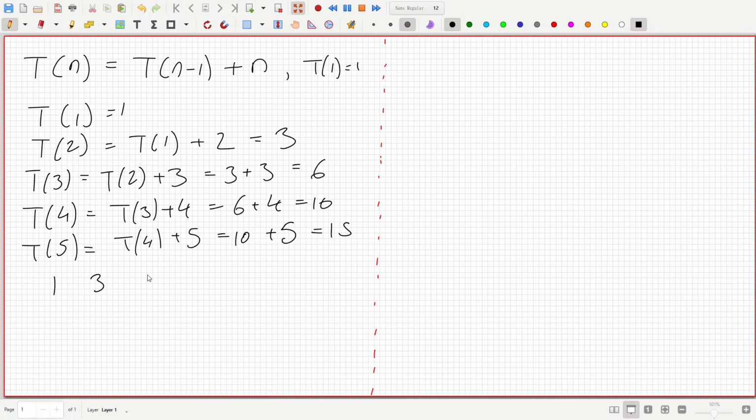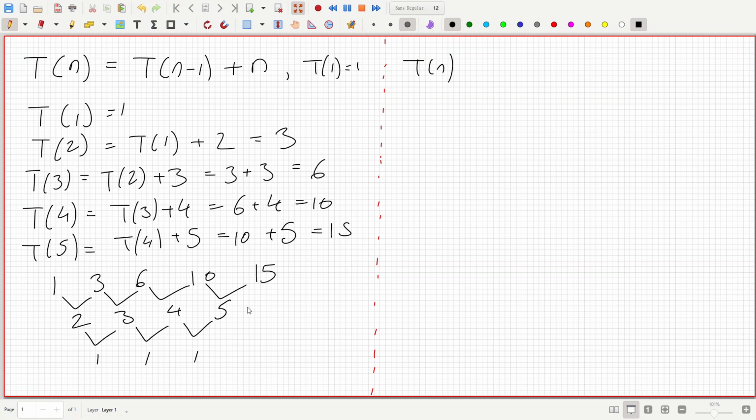1, 3, 6, 10, 15. This is a second difference. It's a quadratic sequence. The difference here is 2. The difference here is 3. The difference here is 4. The difference here is 5. And the difference here is 1, and 1, and 1. So the second difference is 1.